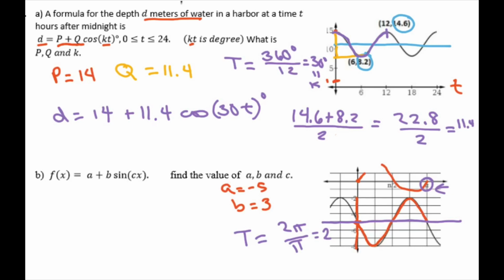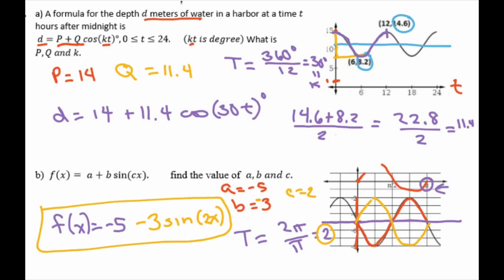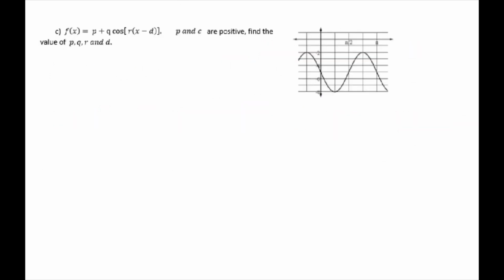So your equation is going to be f of x equals -5. And since this is a reflection, usually sine goes up. Usually it's like this. So it's a reflection, so it's going to be -3. And so our B we'll call -3. And then sine, and our C is 2. So C equals 2. And this is just going to be 2x. And that's your equation.